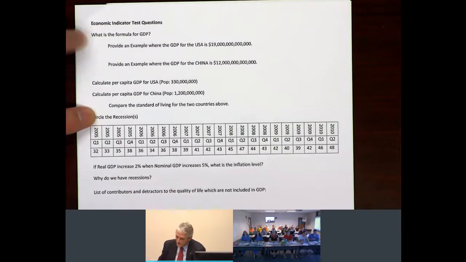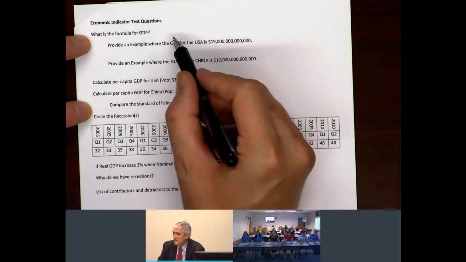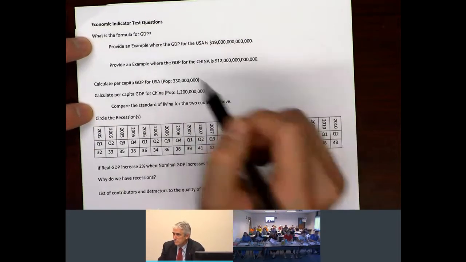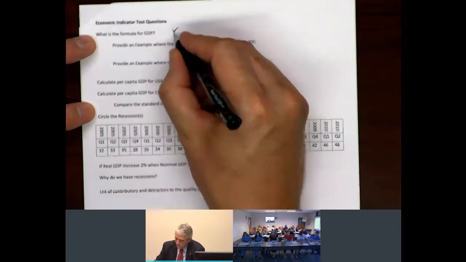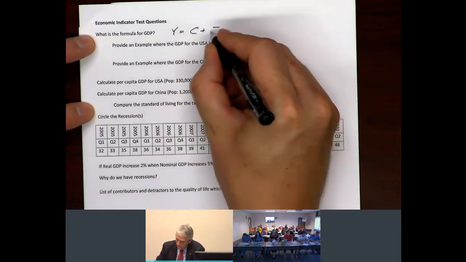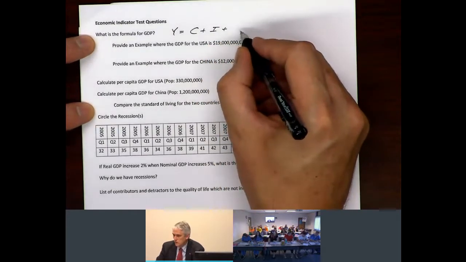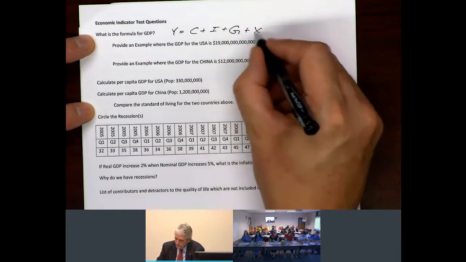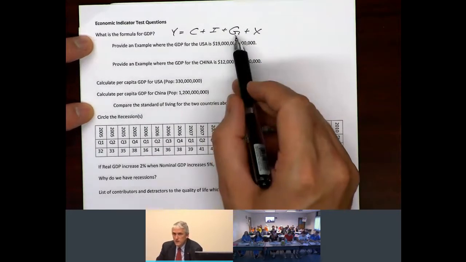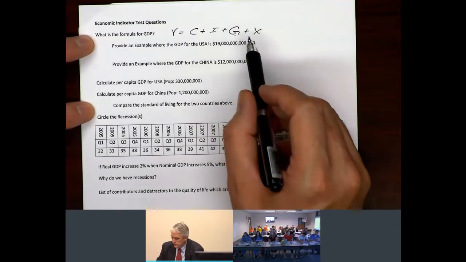Okay, let's go. What's your formula for GDP? Yes? The yearly GDP is equal to the consumption plus investment plus the, I don't remember, but it's like plus G plus net exports. Very good. So the G stands for government, and it includes federal government, state government, and local government.